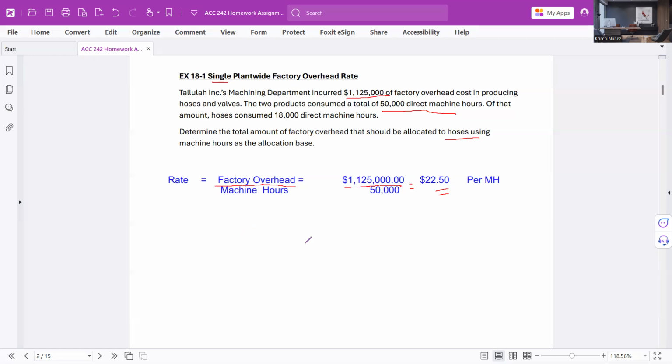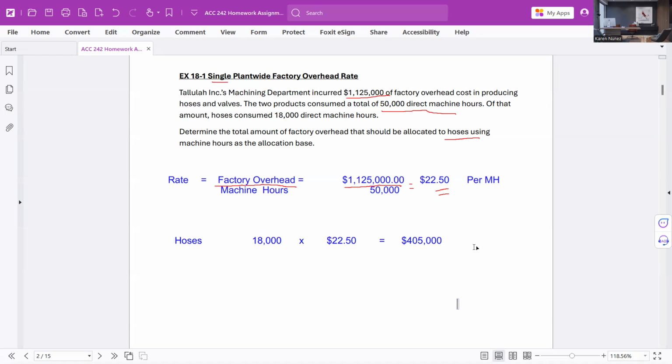And then we know if we want to assign the overhead, it's just going to be the activity times the rate. That's what we need. We need the activity times the rate. So we know here that the hose product uses 18,000 direct machine hours, and the rate is 22.50. So to assign the overhead, all we need to do here is take the activity, right? 18,000 machine hours times $22.50 gives us the assignment of overhead, which is $405,000 for the hoses product.